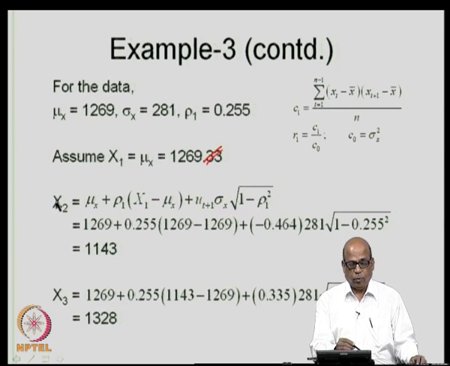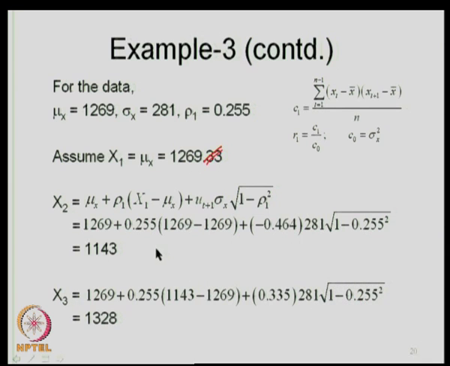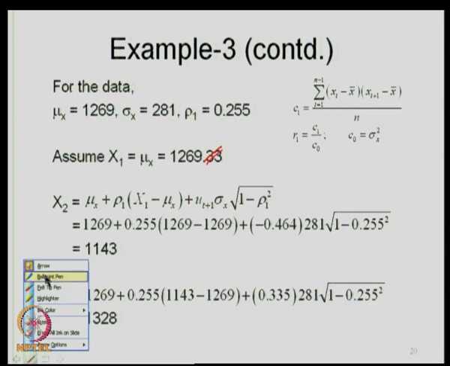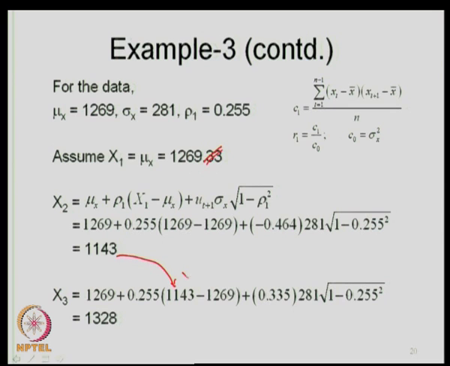So, once you get x 2, you use x 2 to generate x 3. So, where does x 2 come? X 2 comes in this place. So, this place you use x 2, this is mu x again. So, x 2 minus mu x, and every time you change this number as well as this number, all other terms remain the same. So, you get x 3 is equal to 1328.